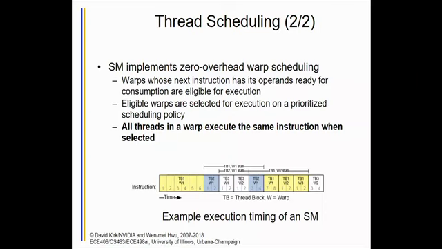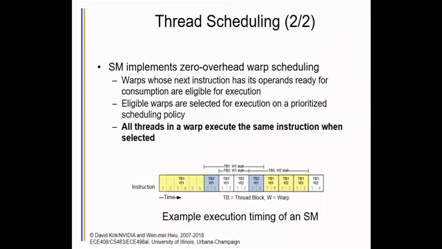You can think about these warps as sort of the platoons in the military. When you send a platoon in, everyone will go in. Okay, so that's essentially what it is. And so we have what we call zero overhead scheduling. We can switch the execution from one warp to another warp without any cycle in between, so you can essentially switch around with no gap cycles. So these warps whose next instructions have their operands ready for consumption are eligible for execution.